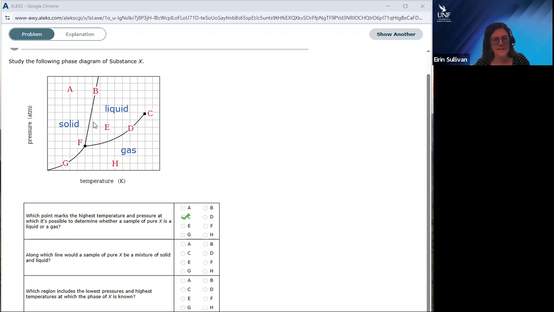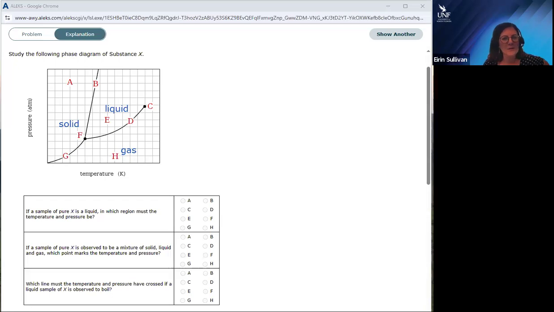Along which line would a sample of pure X be a mixture of solid and liquid? So that is going to be the phase interface between solid and liquid, which in this case is labeled B. And which region includes the lowest pressures and the highest temperatures at which the phase of X is known? So low pressure and high temperature, you're talking about the gas phase, so that is going to be H.